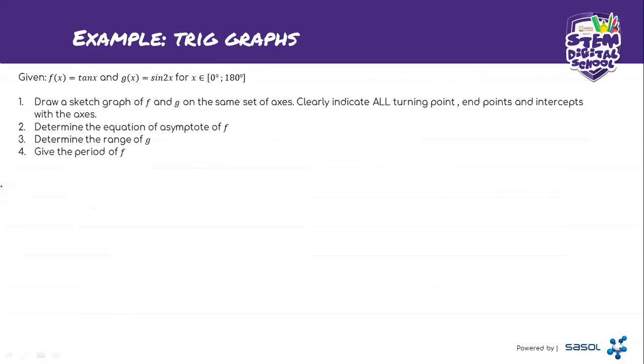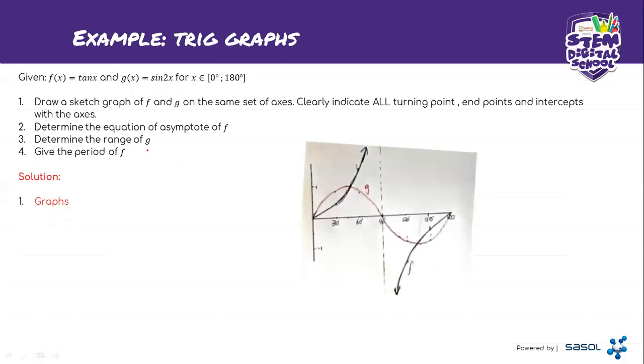All right, it says given f of x equals tan x and g of x equals sine 2x, for x is an element of 0 degrees to 180 degrees. The first question says, draw the sketch of f and g on the same set of axes and clearly indicate all the turning points and intercepts with the x-axis. So in this case, we now have to plot the graph, and here's the graph.